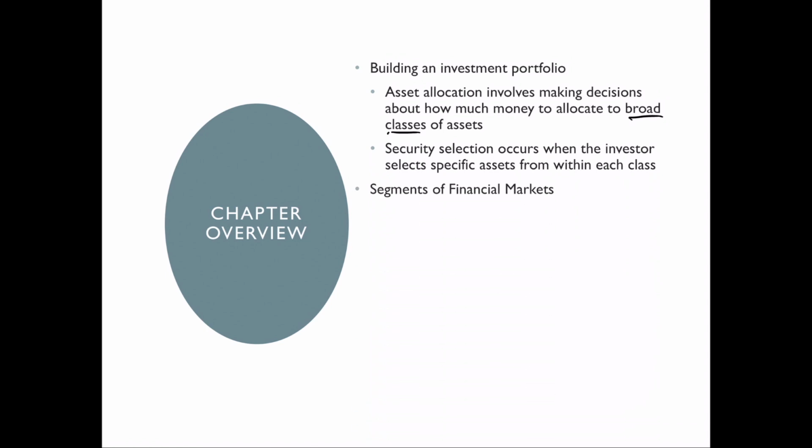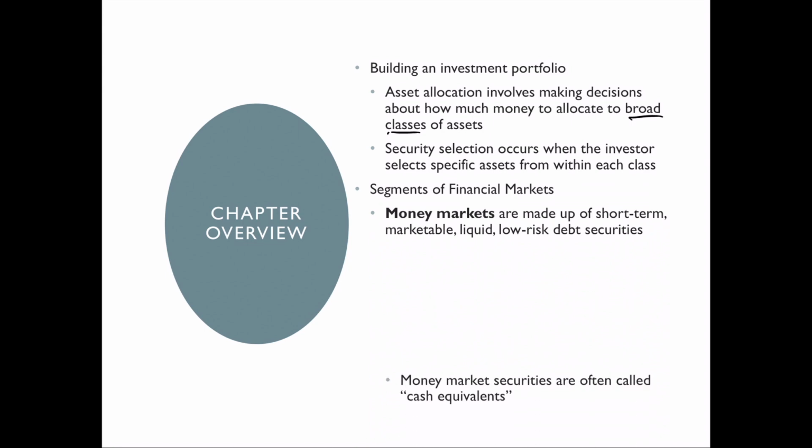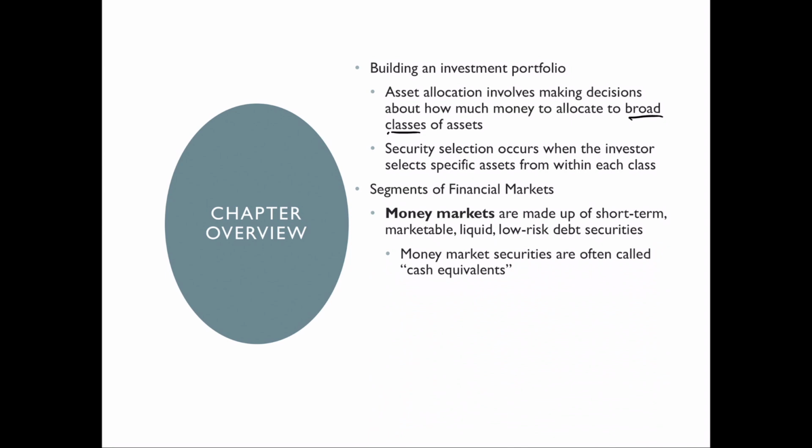So there are two segments of financial markets. Remember, financial markets are simply where these securities are traded. The first segment is called the money market. Money markets are made up of short-term, marketable, liquid, low-risk debt securities. These money market securities are often called cash equivalents due to their ease of conversion to cash. They are very liquid, and being short-term, they are oftentimes called cash equivalents. Then we have our capital markets.